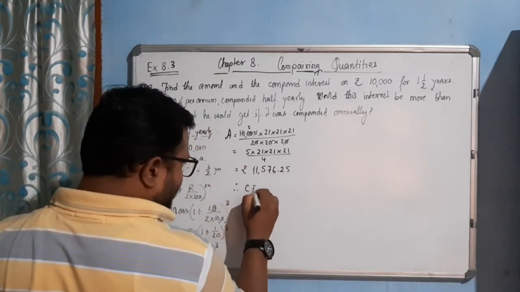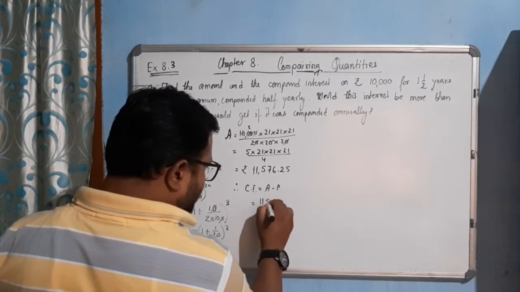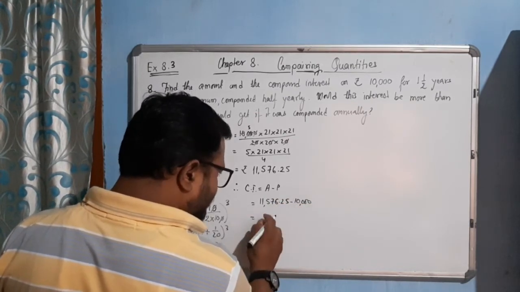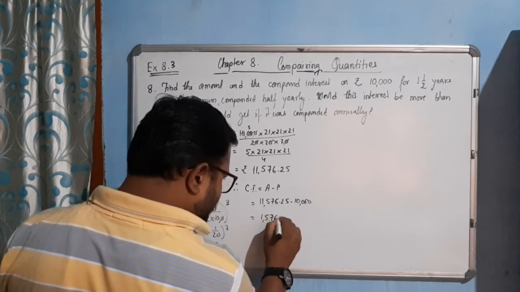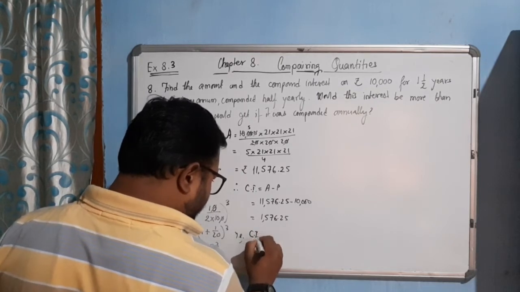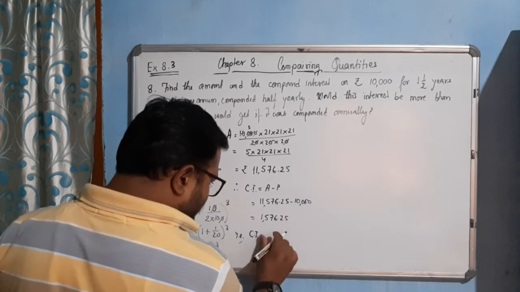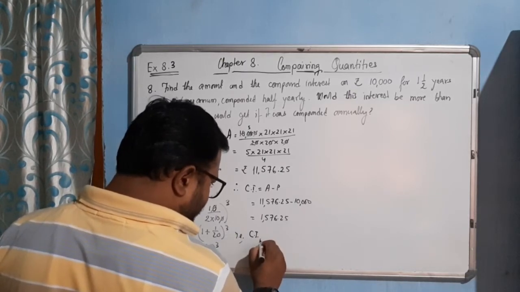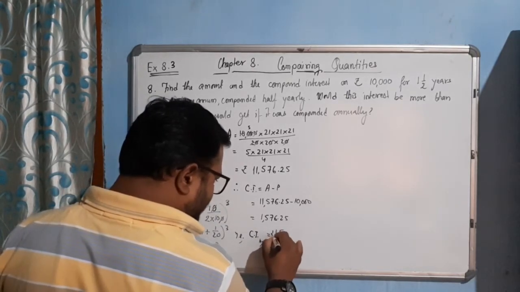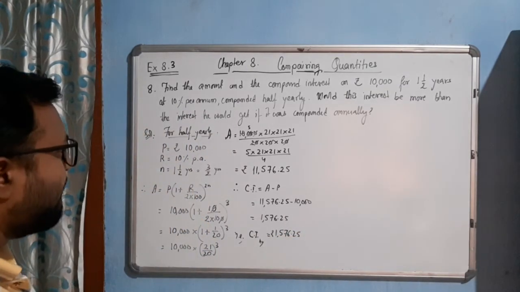Therefore, compound interest equal to how much? Amount minus principal. Amount is 11,576.25 minus principal 10,000 equal to how much? 1,576.25. That is CI for half yearly, rupees 1,576.25. Is that clear? Okay.